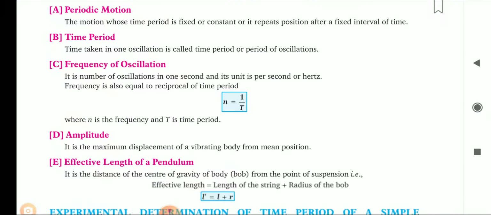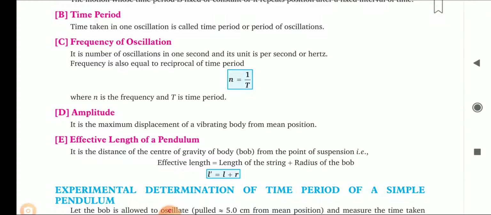Next one is frequency of oscillations. Frequency, even by its dictionary meaning, is how frequently anything happens in a unit time. एक यूनिट टाइम में कितना बार कोई चीज हो रहा है, दैट इज इट्स फ्रीक्वेंसी.